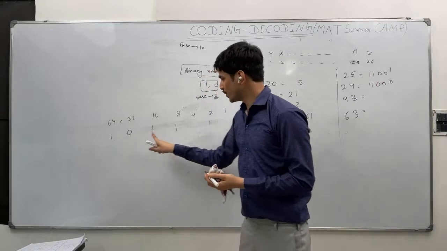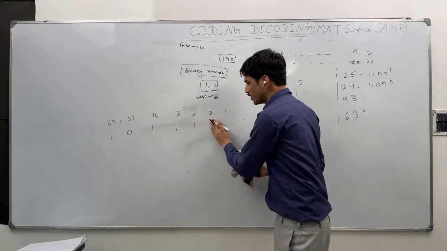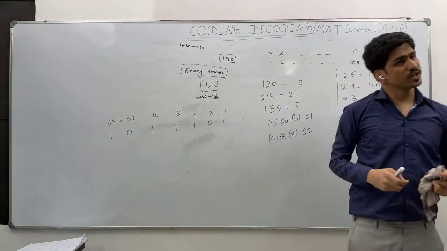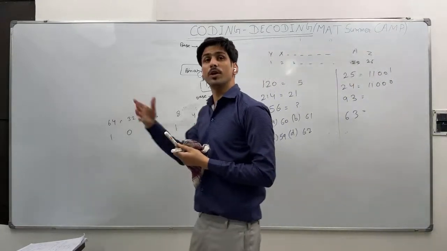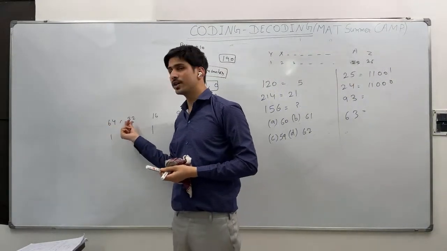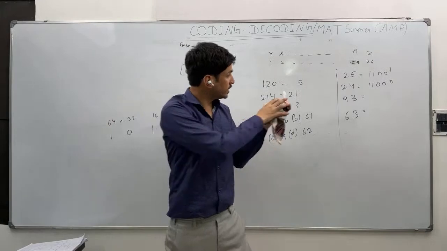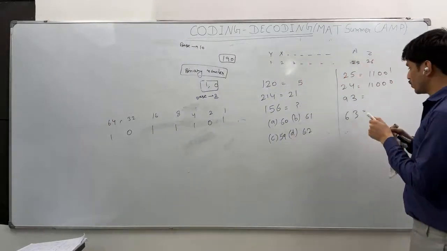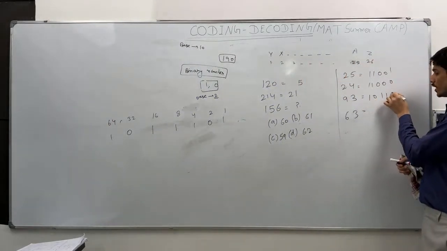1, 0, 1, 1, 1, 0, 1. This one is clear? So you have to think like which number to, you see, if you add 64 plus 32, it will go 96. So 93. So what will be the correct answer? 1, 0, 1, 1, 1, 0, 1.